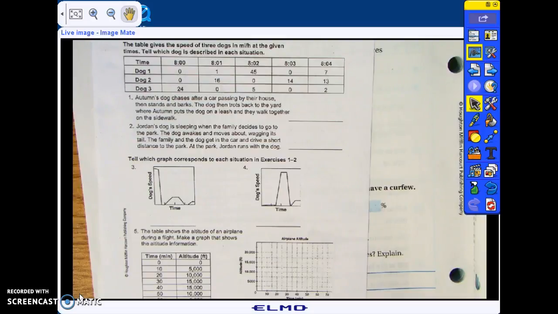Number 1. Autumn's dog chases after a car passing their house, then stands and barks. The dog then trots back to the yard where Autumn puts the dog on a leash and they walk together on the sidewalk. So this dog is starting off chasing. So he's starting off moving. Automatically, it can't be dog 1 or 2 because dog 1 and 2 are standing still. So this dog starts chasing a car at 25 miles per hour.